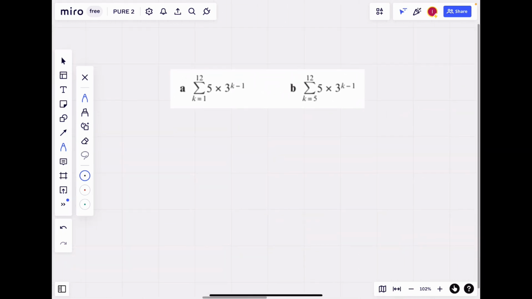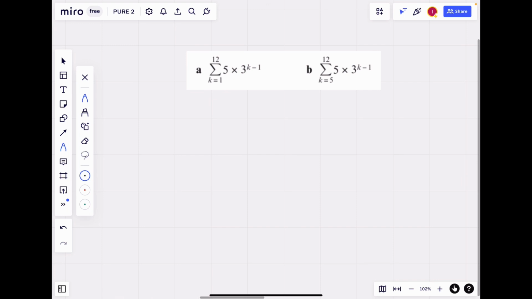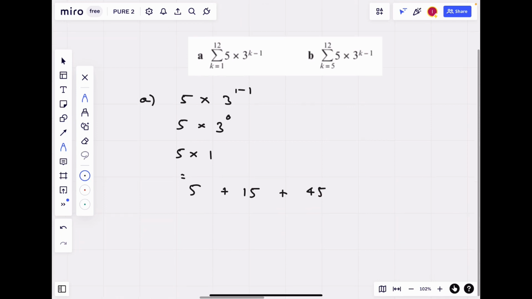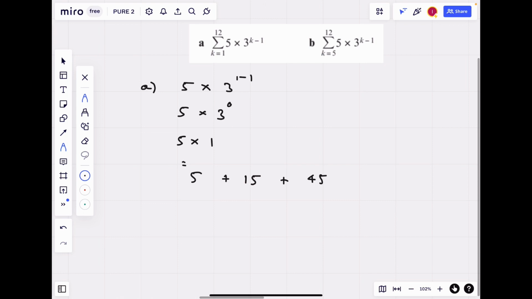Okay, let's have a look at something like this. We're going to do the same thing as before in part A. So 5 times 3 to the power of 1 minus 1 gives you what? Just 5. Because it's going to be 5 times 3 to the power of 1 minus 1. So 5 times 3 to the power of 0, which is just 1. That's the first term. What's the second term of that series? 15. And then the third term would be 45. Okay? Cool. Now, you can again use the sum of equation.